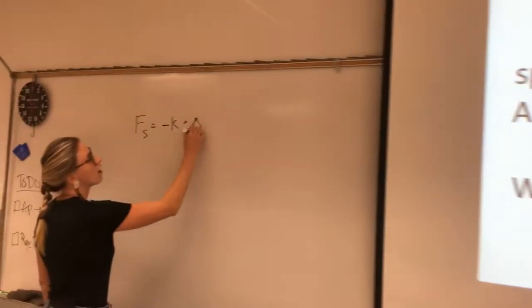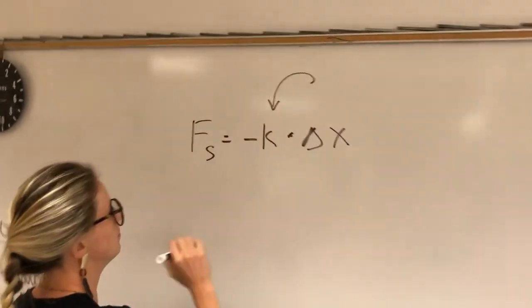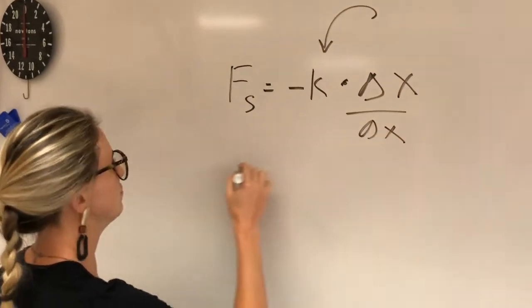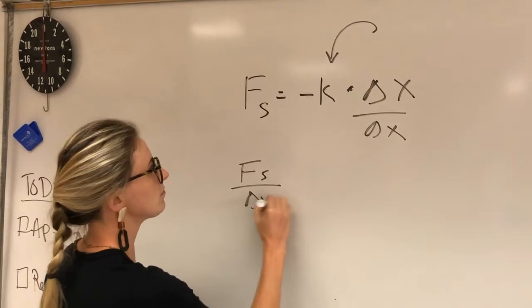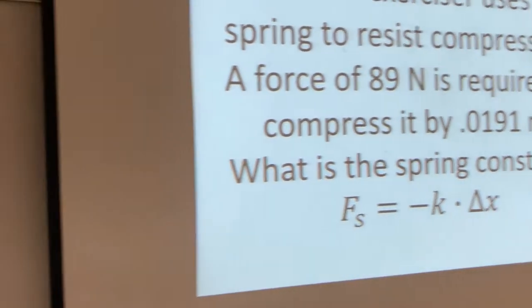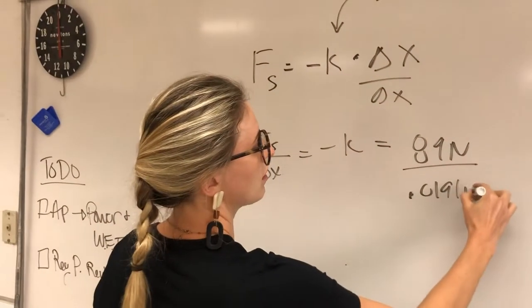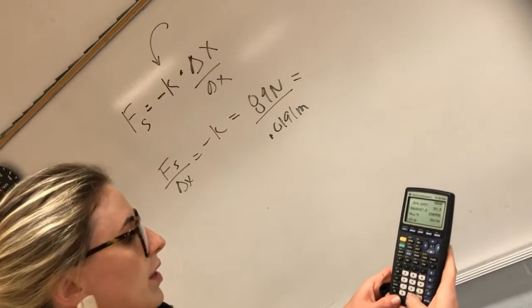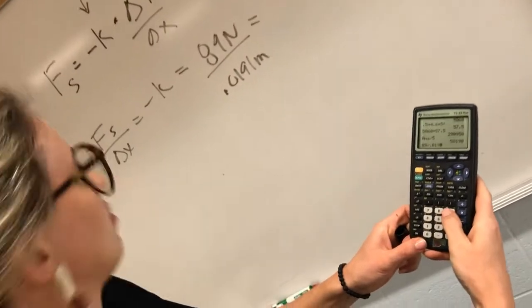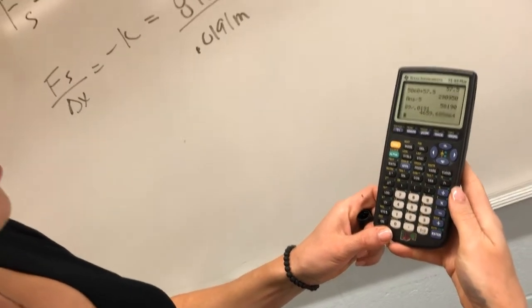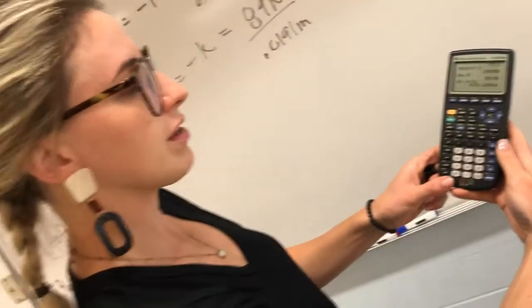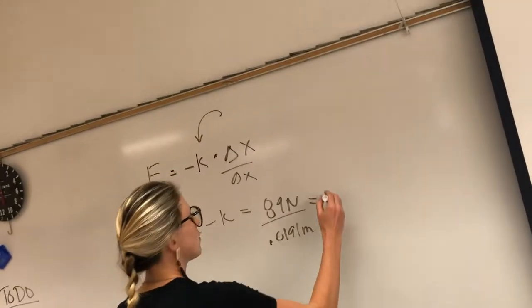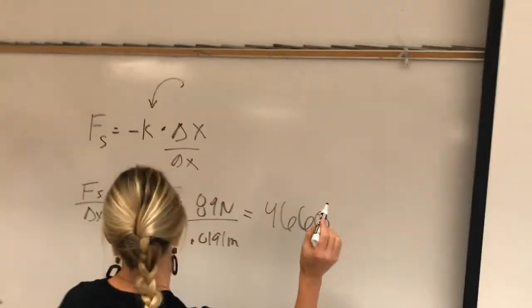Okay, we're trying to figure out k. I'm just going to divide F by x. So 89 newtons divided by 0.0191 meters, and I get 4660.